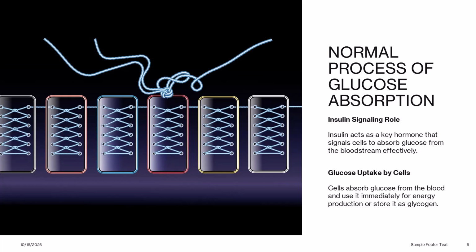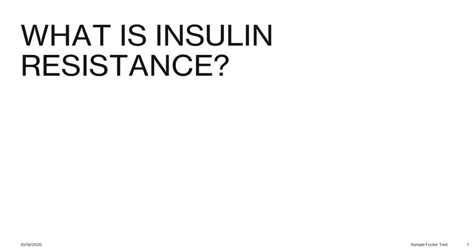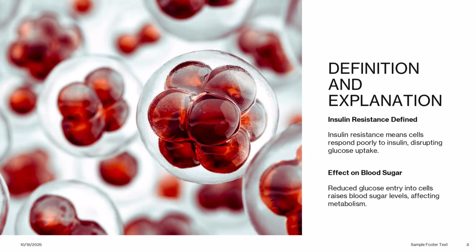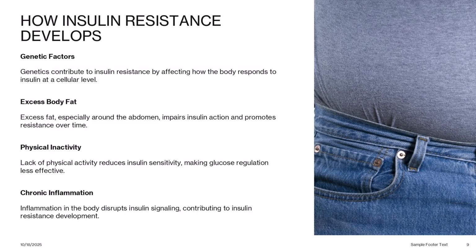Without insulin, or if insulin isn't working properly, glucose remains in the bloodstream, leading to elevated blood sugar and potential health complications. Section 2. What is insulin resistance? Now that we understand insulin's role, let's explore what happens when the system breaks down. Insulin resistance occurs when cells in the body stop responding effectively to insulin. Despite insulin being present, glucose uptake is impaired. As a result, blood sugar levels rise, and the pancreas compensates by producing even more insulin. Over time, this strain can lead to serious metabolic issues.